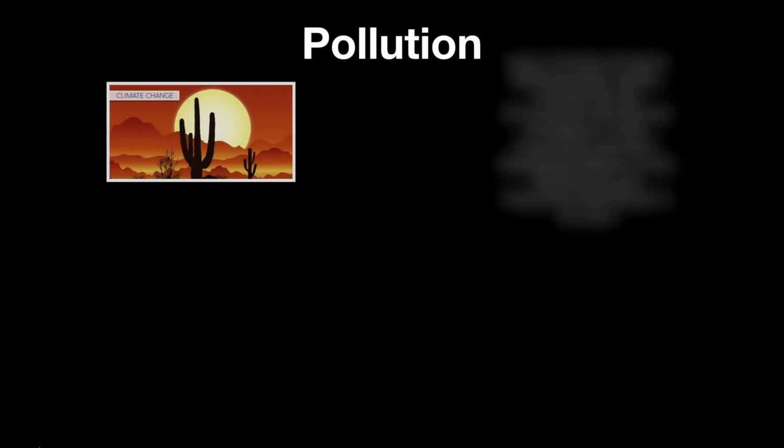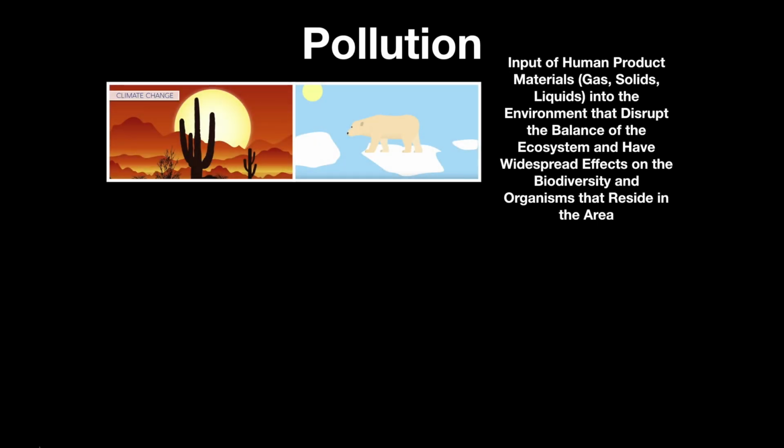Now, the last thing and the most common way that people think of affecting the environment is pollution. And climate change is probably the most common example. But pollution is not just going through and emitting CO2 and greenhouse gases in the air. Now, what pollution is, it's the input of human products, either a gas, solid, or a liquid, into the environment that disrupt the balance of the ecosystem and have widespread effects on the biodiversity and organisms that reside in that area.